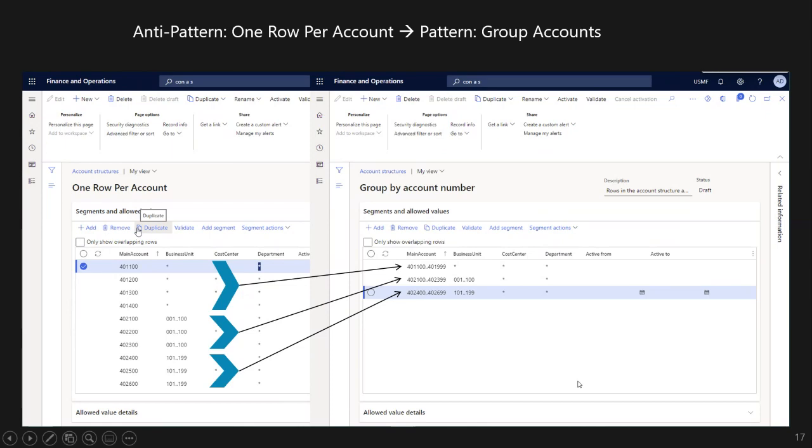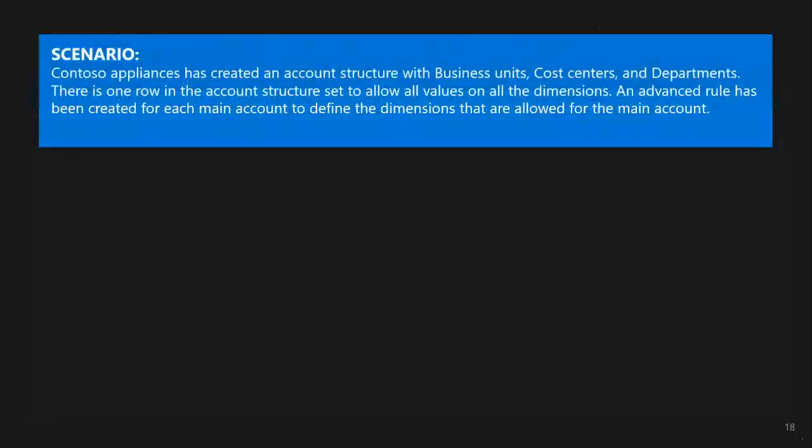And time for our next scenario. Contoso Appliances has created an account structure with business units, cost centers, and departments. There is one row in the account structure to allow all values on all the dimensions. And an advanced rule has been created for each main account to define the dimensions that are allowed for the main account. So Eric, what should we do?